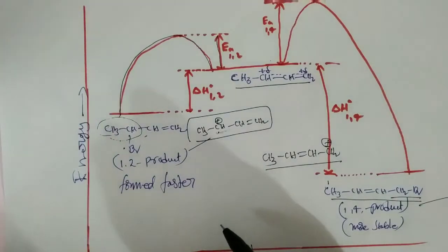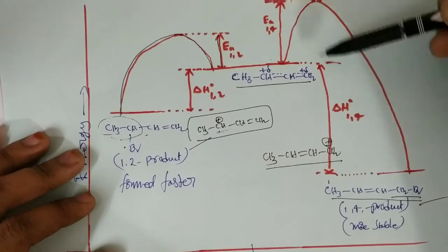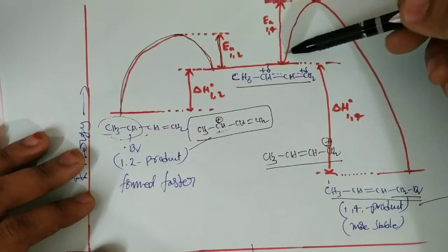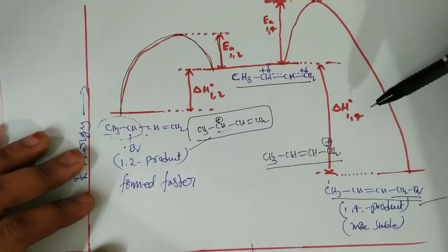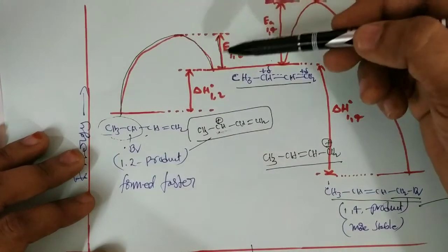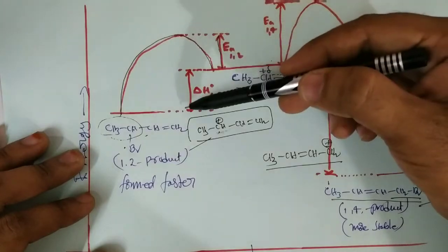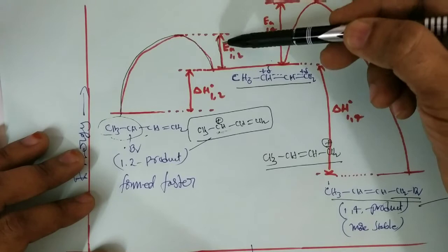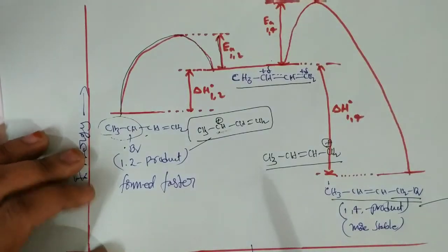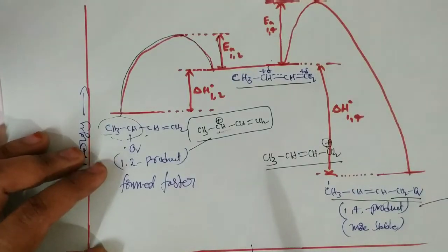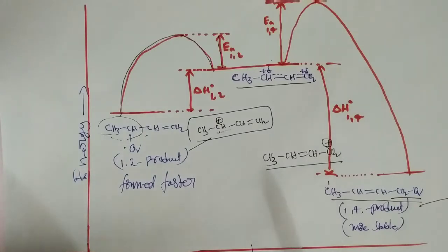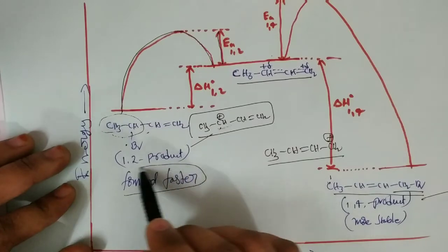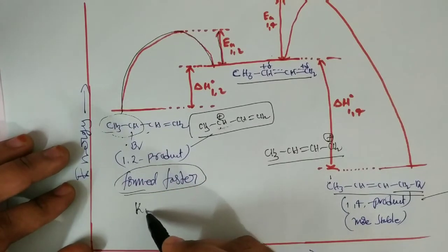For the formation of the 1,4 product, higher activation energy is needed. That means at high temperature the 1,4 product is formed easily. For the formation of the 1,2 addition product, less activation energy is required. It means it is formed as the major product at low temperature. So the 1,2 product is formed faster, that means it is the kinetically controlled product.